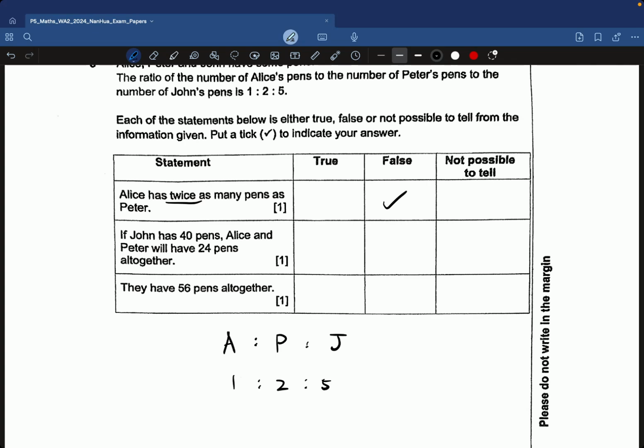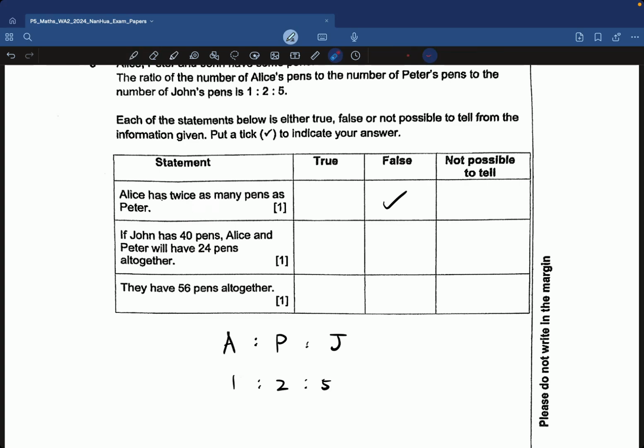Doesn't mean Alice is times 2. No, no, no. So Alice has twice, meaning that basically Alice's ratio must be 2 is to 1, right? But in this case, it's not. So that's why the statement is false, right? This only means that Alice to Peter should be 2 is to 1. So that's what it means by twice. Alice must be 2 is to 1 for Peter in this case. Okay, so this statement is false.